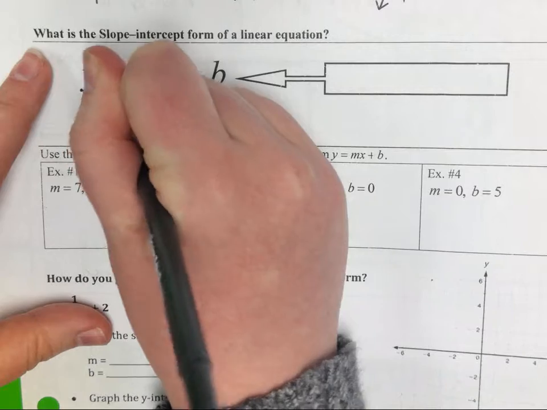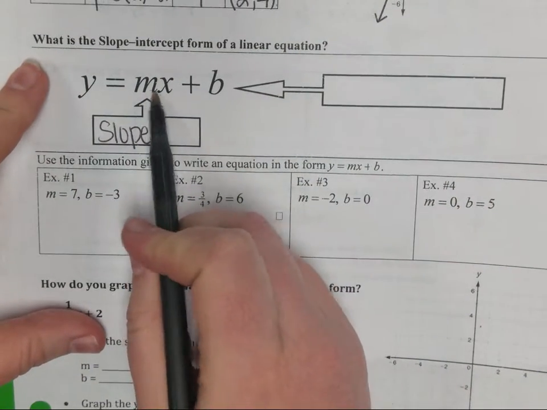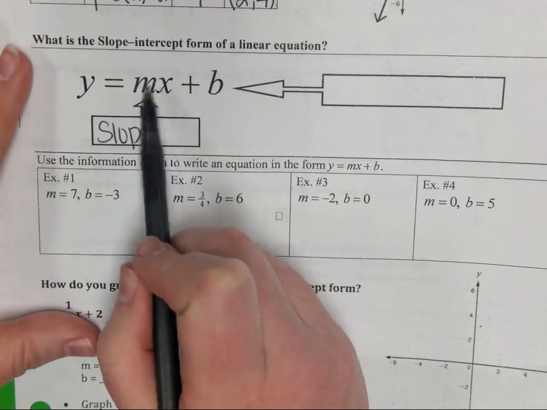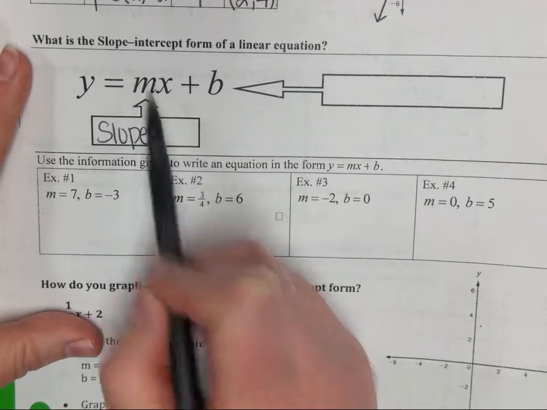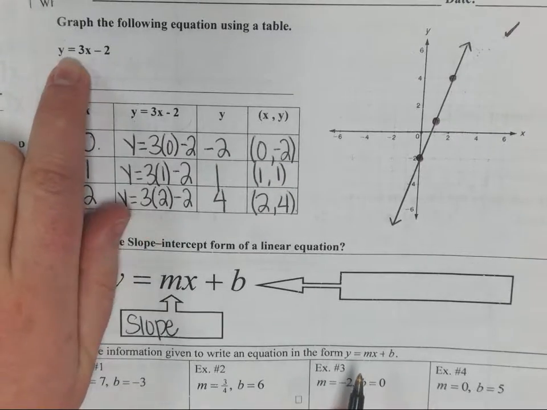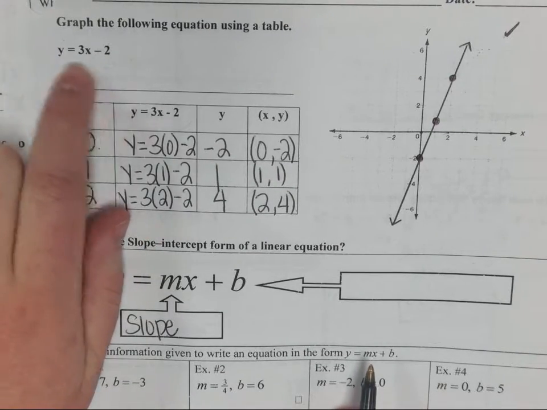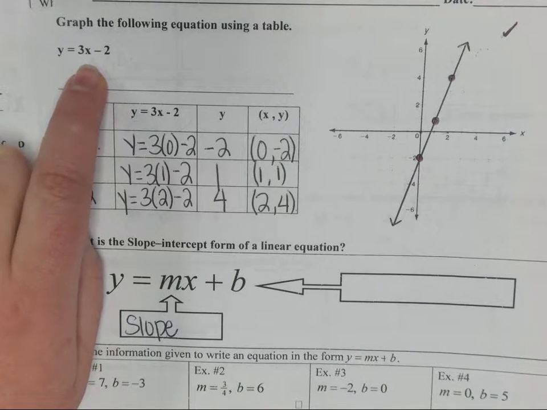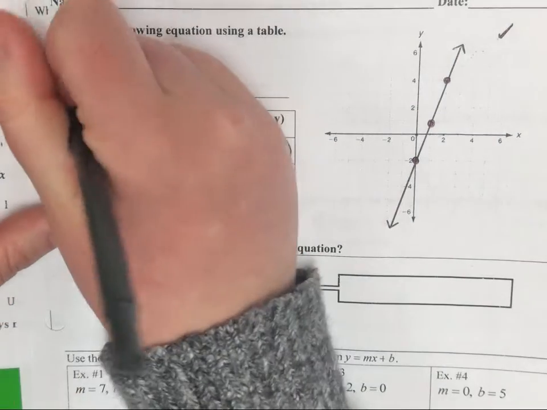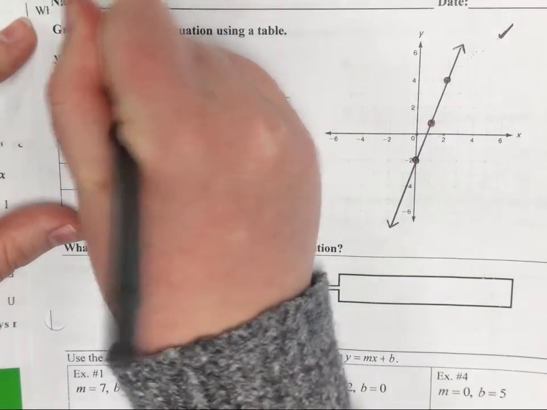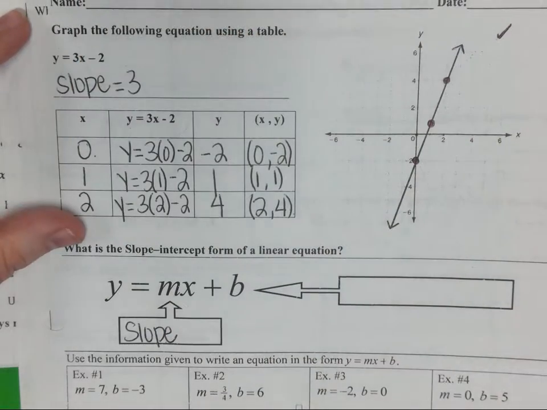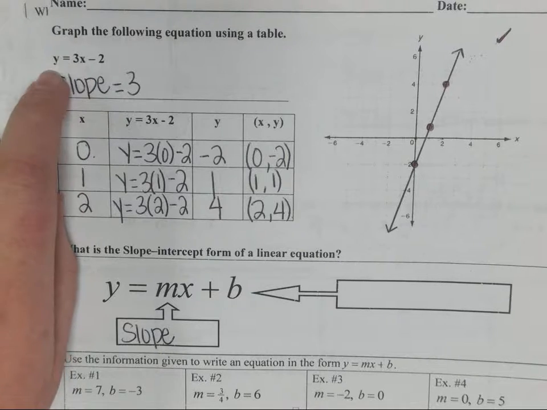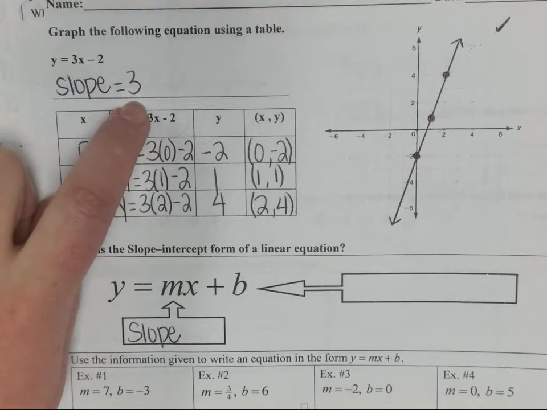So m is slope. Whatever number is attached to the x is the slope. So if it's mx, they're multiplying together, it's going to be side by side, that's the slope. So right here in the first one, y equals 3x minus 2. Which of these is the slope? The 3. It's just that number, because that 3 is attached to the x. So our slope is equal to 3, because it's the number that's always attached to the x. Y is by itself. It's equal to 3x. Slope is 3.